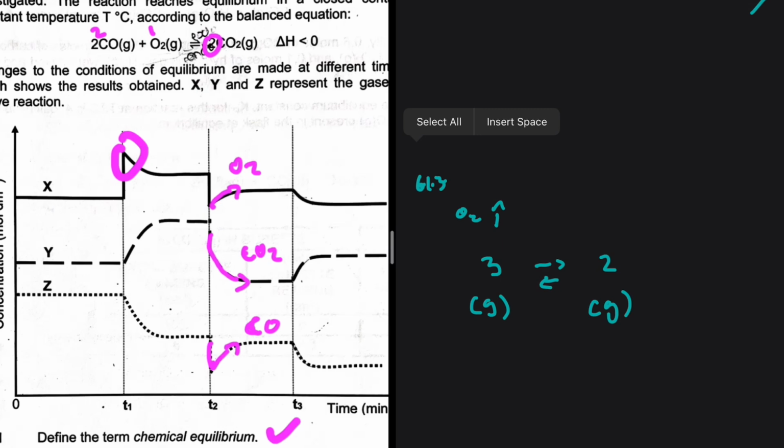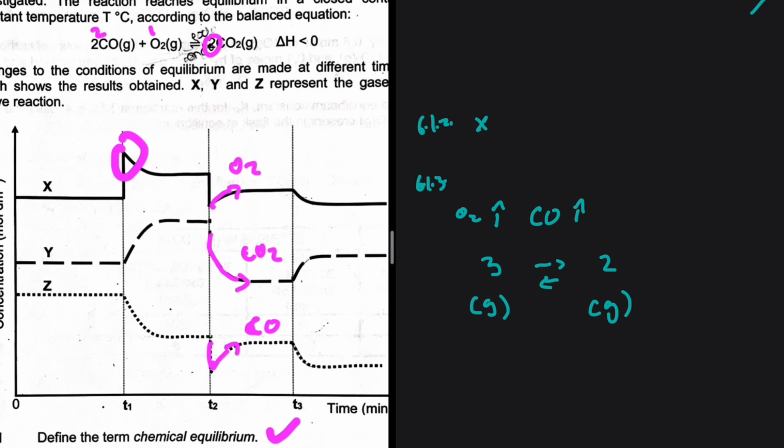How do we know that the pressure was decreased? The pressure was decreased because the concentration of all the gases went down momentarily, as we can clearly see here. O2 goes down for a moment and then it goes up. Carbon monoxide goes down for a moment and then it goes up, as we can clearly see in the diagram that we're given, right?